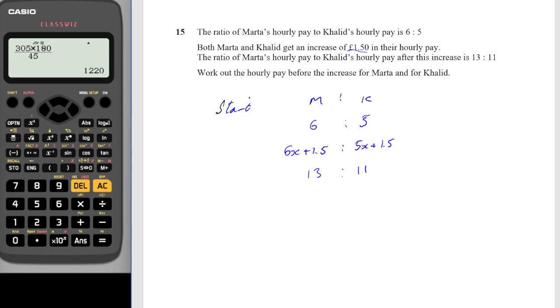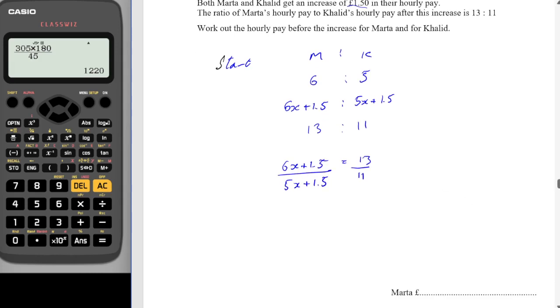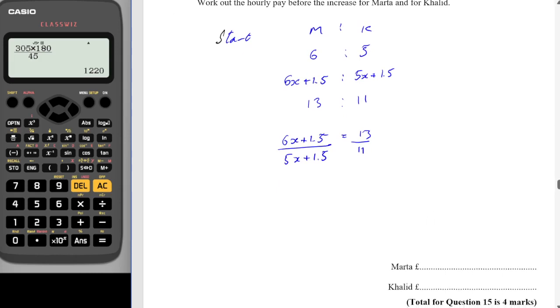So a better way to do that is the fraction. If I say that (6x + 1.5) over (5x + 1.5) is equal to 13 over 11, then I just need to solve this. So I'm going to cross multiply. I'm just trying to see whether there's anything I can simplify beforehand.